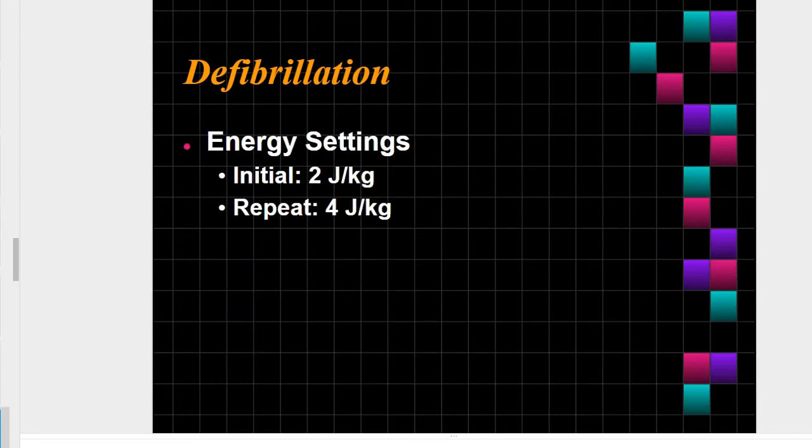Energy settings for defibrillation in the pediatric patient. The first shock is at 2 joules per kilogram. All subsequent shocks should be at 4 joules per kilogram.